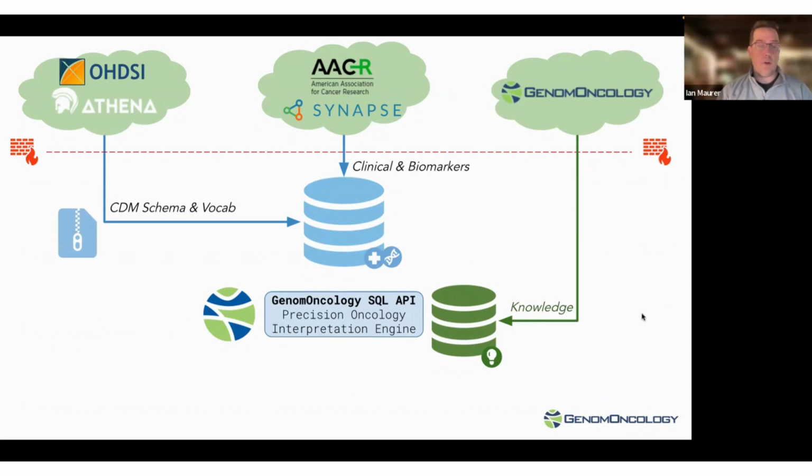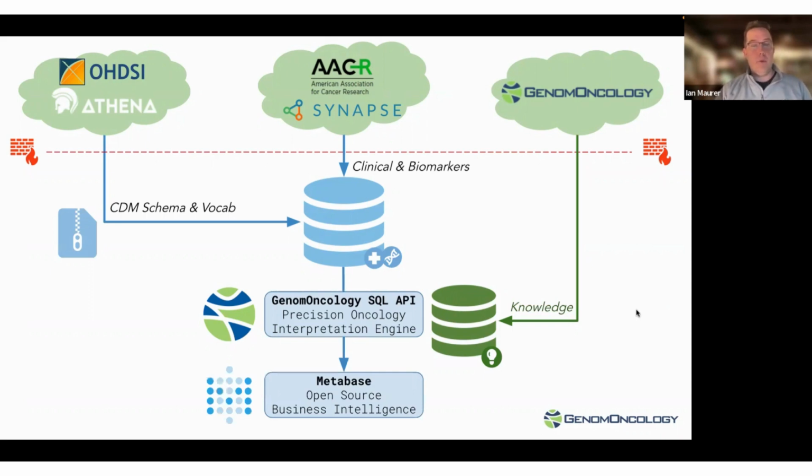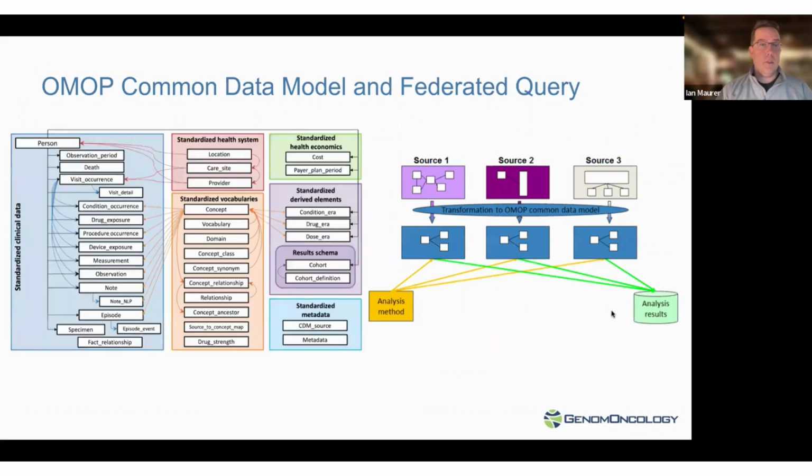This will allow for interpretation of both the variants and then applying those at a case level to generate recommendations for therapies in this demonstration. And all that's going to be viewable using Metabase, which is an open source BI tool. So OMOP, for those of you that aren't familiar, is a common data model that supports federated query across institutions. There's thousands of institutions, I believe, that are using this data model and then able to share with each other.